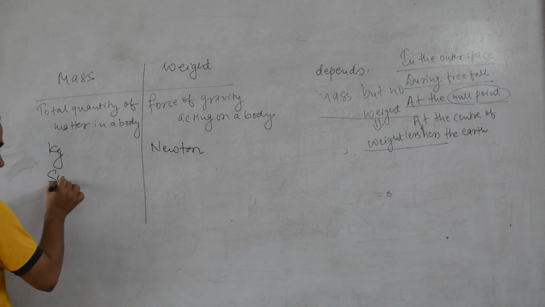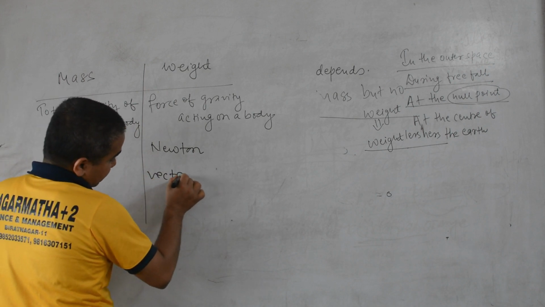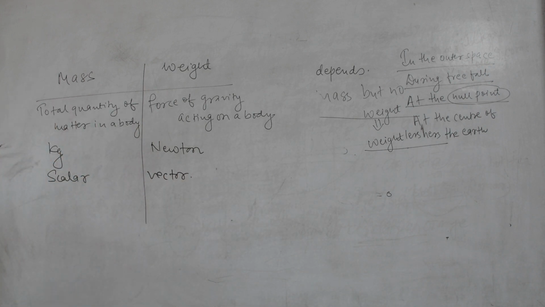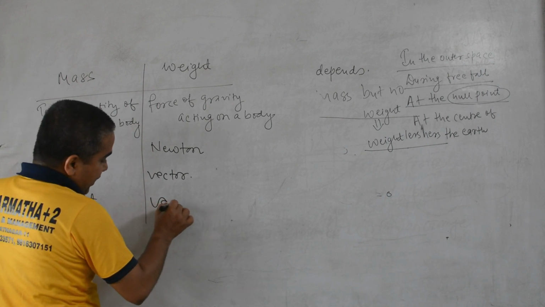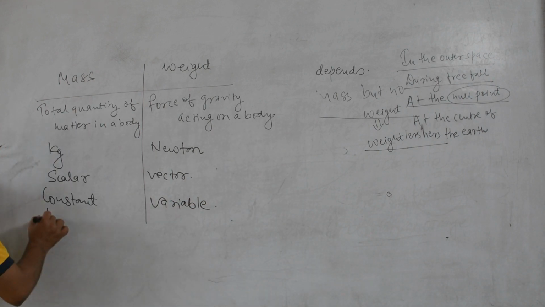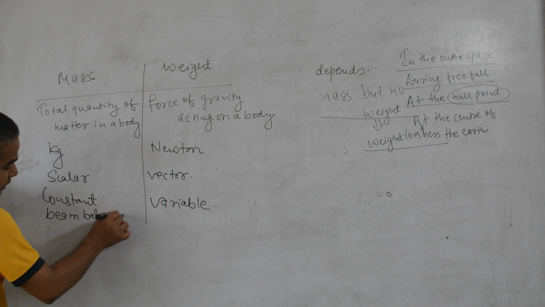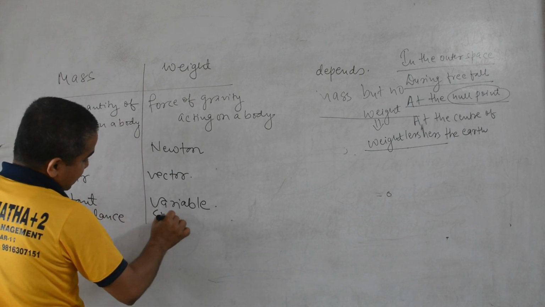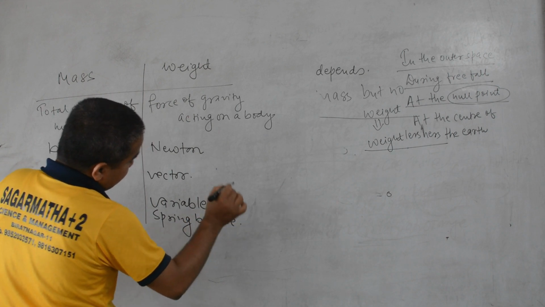Mass is a scalar quantity. Weight is a vector quantity. Mass is constant. Since weight depends upon acceleration due to gravity, weight is a variable. And moreover, mass is measured by beam balance, and weight is measured by spring balance. So these are the differences between mass and weight.